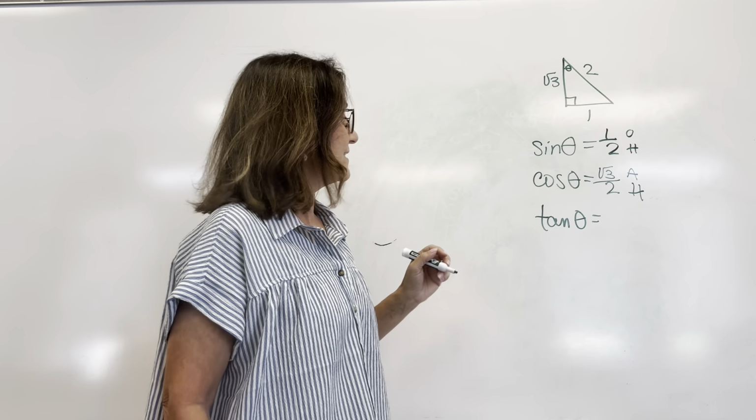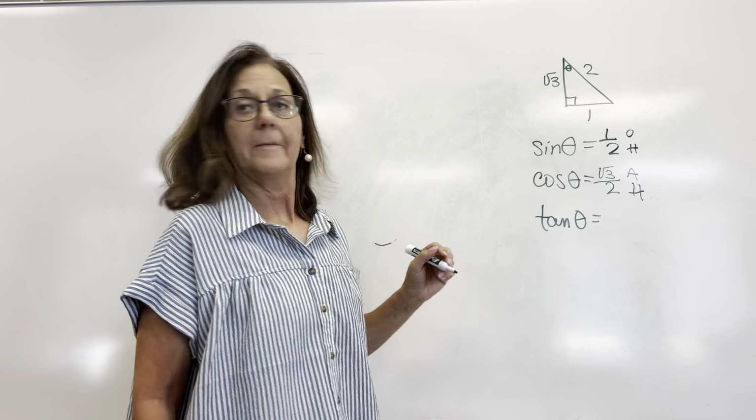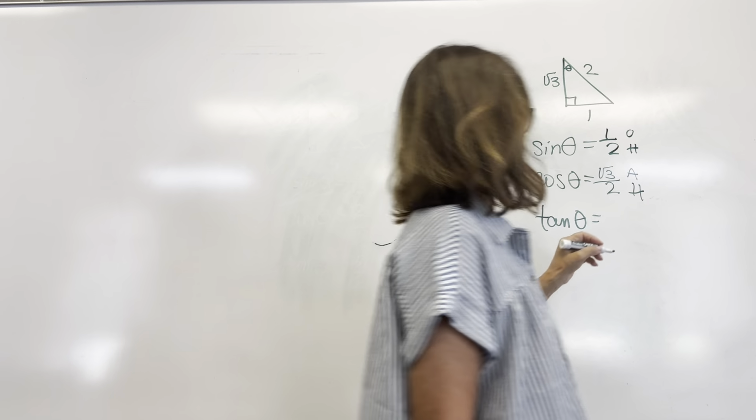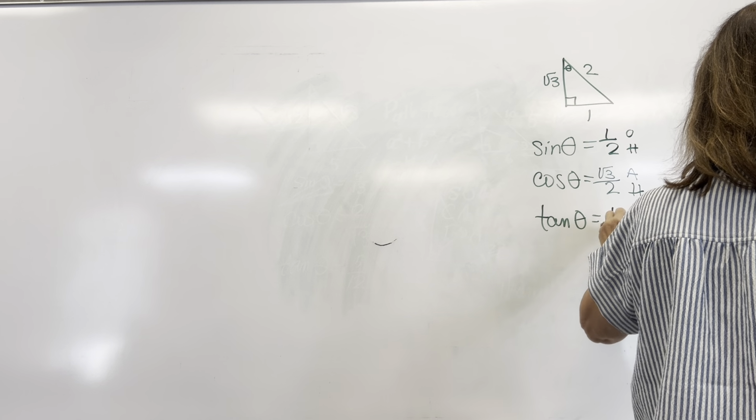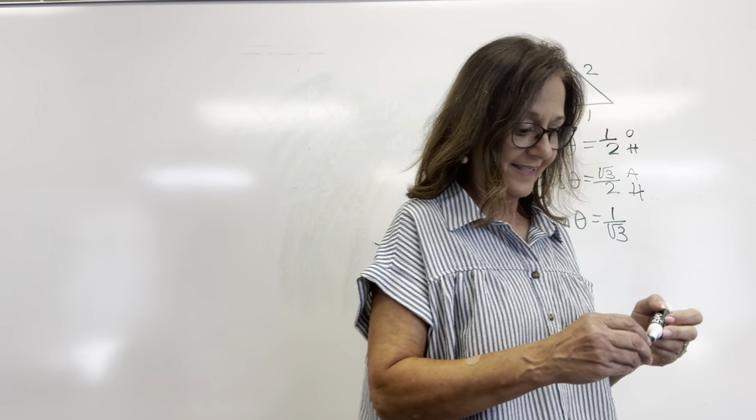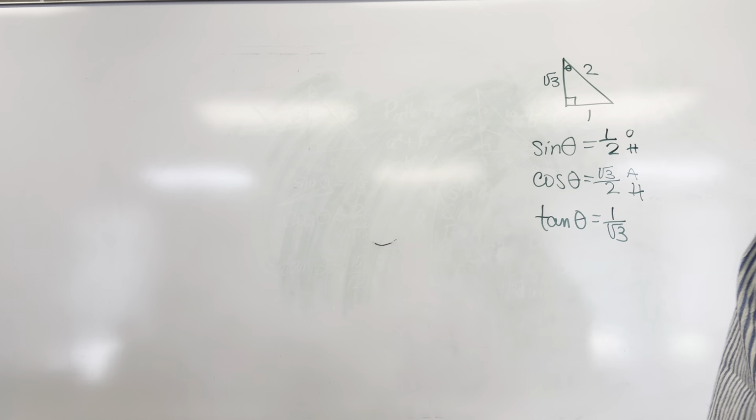Lillian, can you help me with the tan? 1 over square root of 3. Yes. You got it? Is everybody getting this?